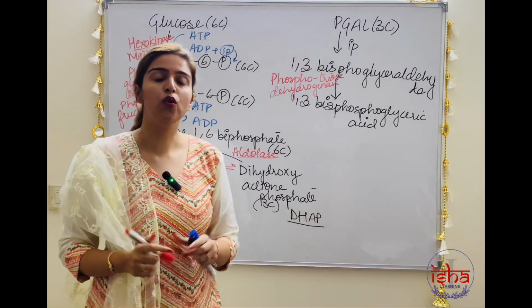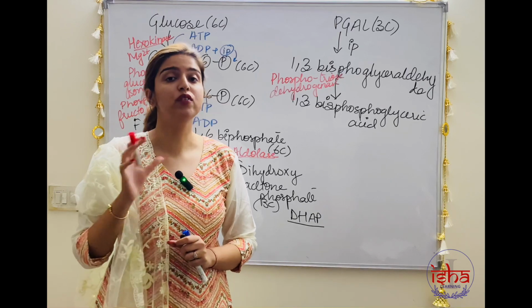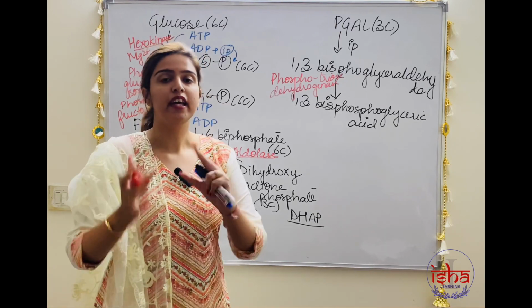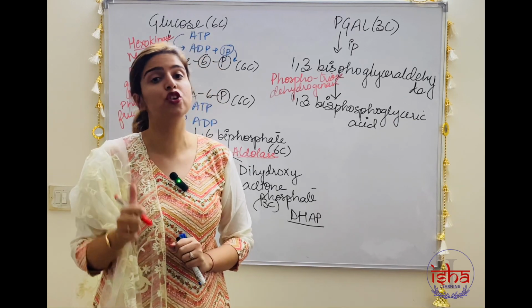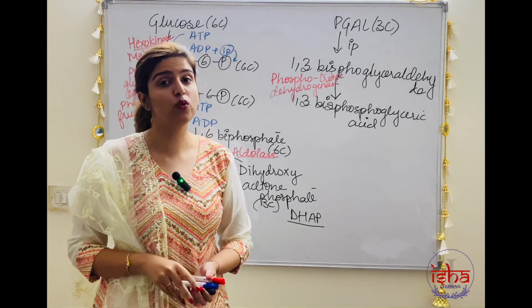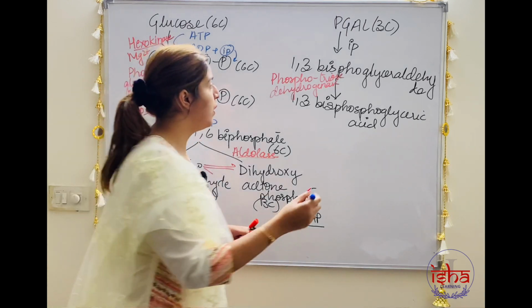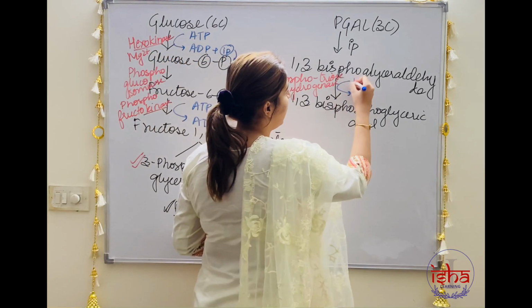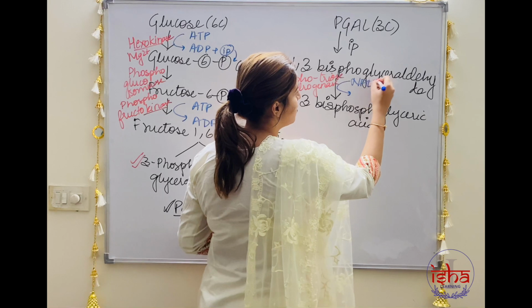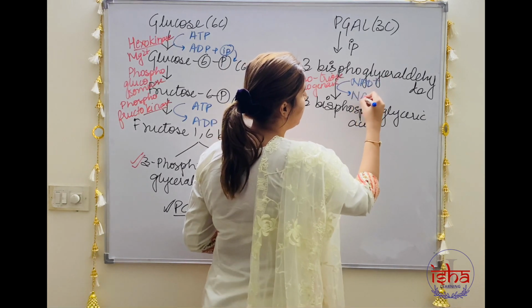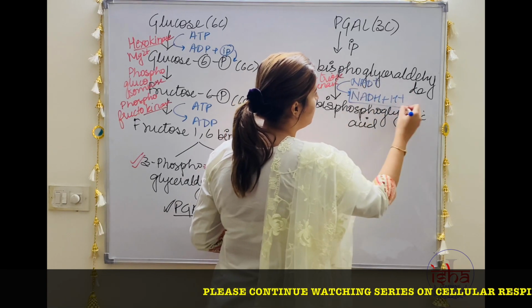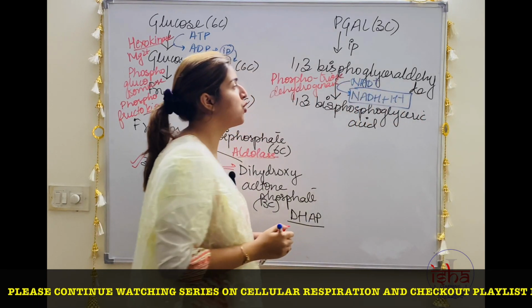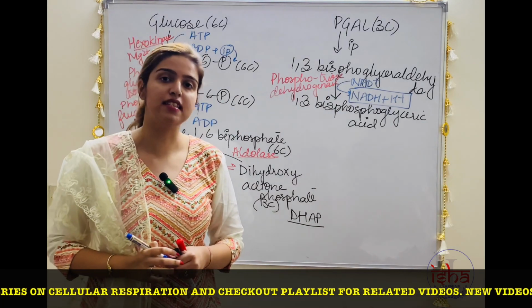Now, since we know in biological systems we have redox reactions. If there is oxidation of something, it must be coupled to the reduction of something. What is going to get reduced here? Well, we see that NAD plus gets reduced to NADH plus H plus. So we see the formation of NADH plus H plus in this step.